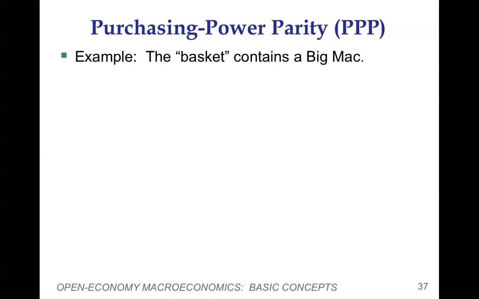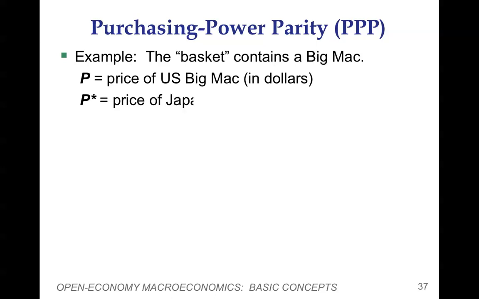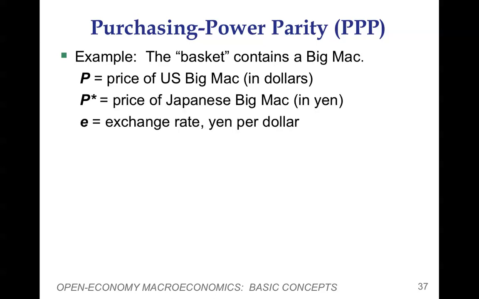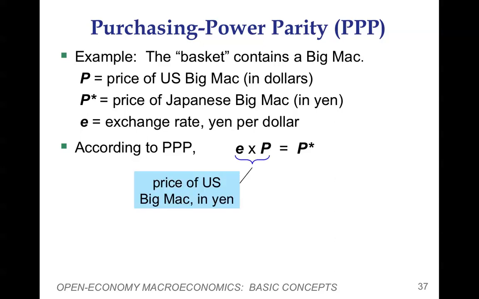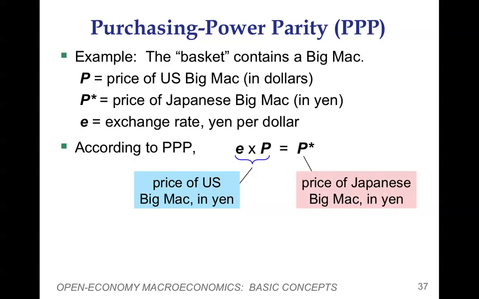Let's say the basket contains a Big Mac. P is the price of a US Big Mac. P star is the price of a Japanese Big Mac. And we have the exchange rate, yen per dollar. According to PPP, E times P is equal to P star. So the prices are going to be equal with the exception of the exchange rate. Here is the price of a US Big Mac in yen, and here is the price of a Japanese Big Mac in yen.